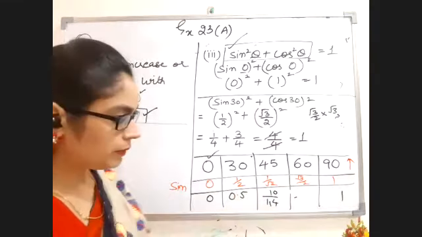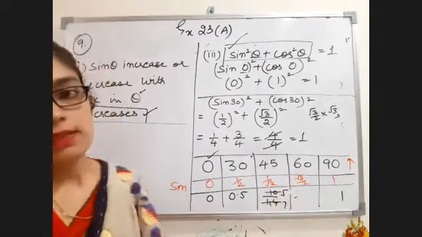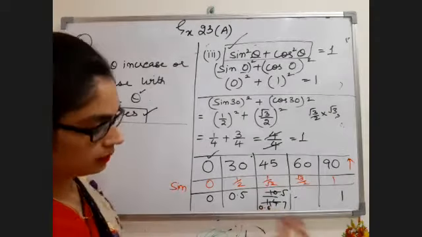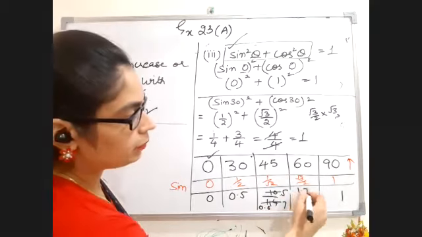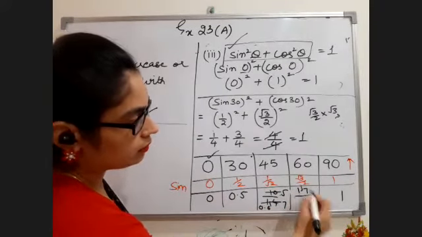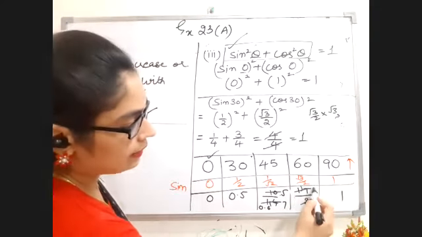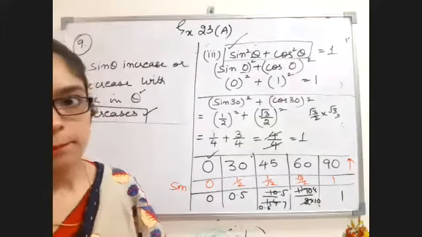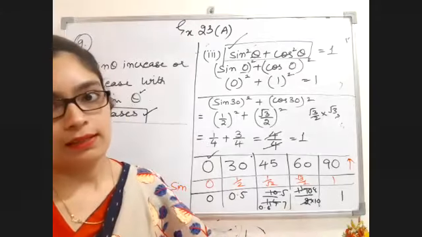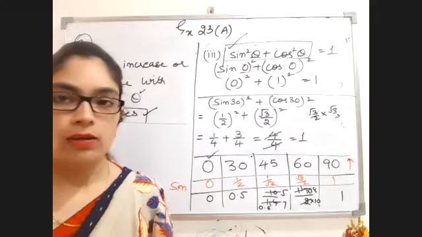You can do this on rough space. It is 5 by 7. You can divide and check also. So 5 by 7 will come 0.6 something. Then root 3's value is 1.7, and root 2 is 2, so that is 8.8 something, and it is 1. So 0.5, 0.6 and 0.8. So it is increasing. Like this for cos also you can check, and for tan also you can check.